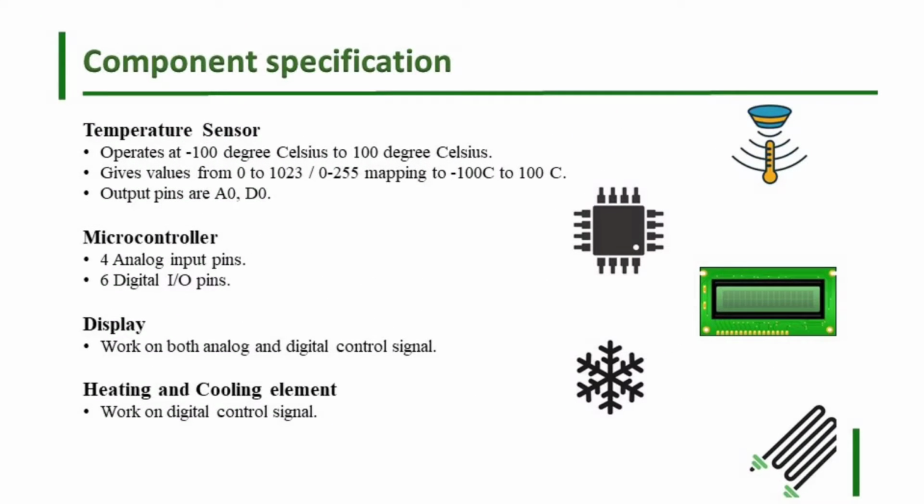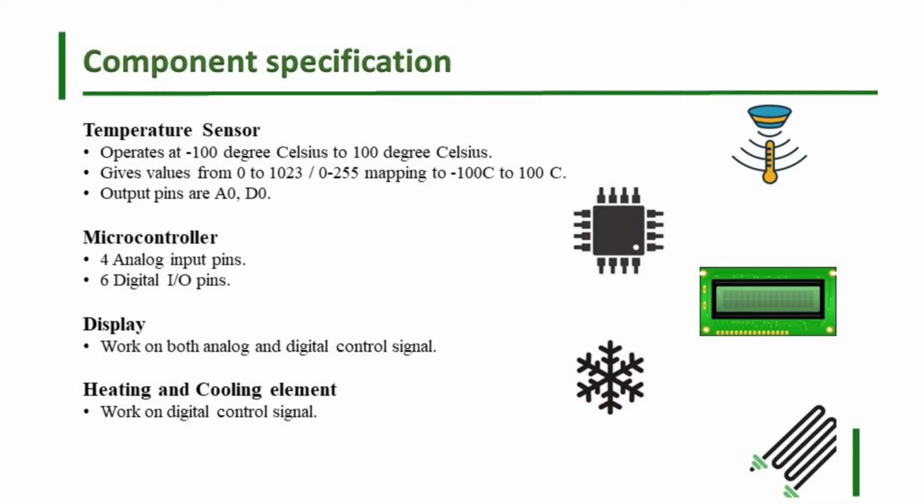Component specification. I'm Shreya Saundari, and in this slide I'm going to give you a brief about component specification. The first component, and also the heart of the project, is the temperature sensor. It can sense from minus 100 degrees to plus 100 degrees. It can be used as an analog as well as a digital sensor. If used in analog configuration, it will produce analog output ranging from 0 to 1023, and when configured in digital mode, it will give digital output ranging from 0 to 255.